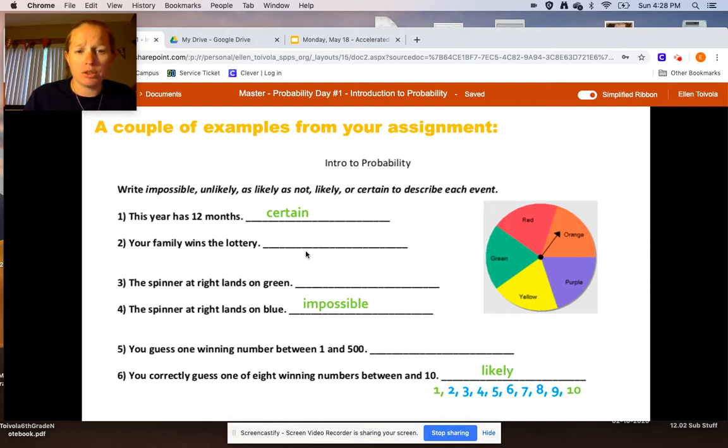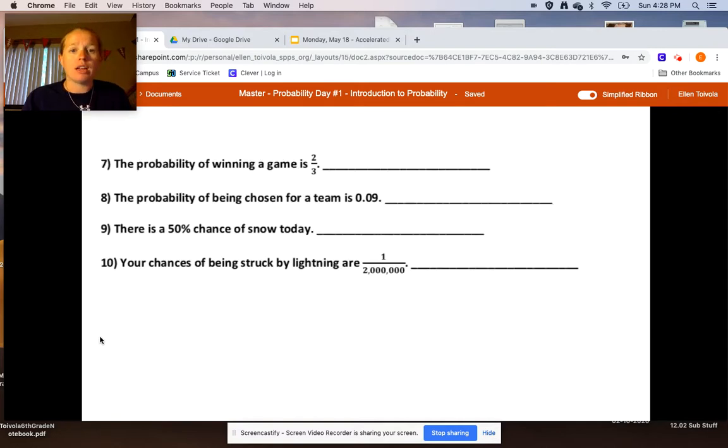You will need to do 2, 3, and 5 on your own. All right, looking at the next section. The probability of winning a game is not 2/3, read that as 2 out of 3. So if there was an equal chance, if you were as likely to win as you were to lose, it wouldn't be 2 out of 3.